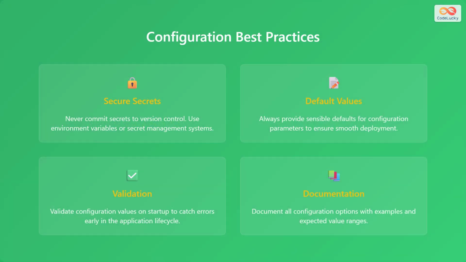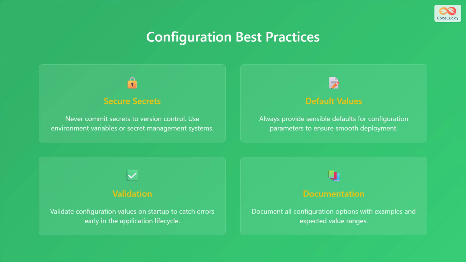Following best practices is essential for maintaining secure and reliable applications. First, secure your secrets by never committing sensitive information like passwords, API keys, or tokens to version control. Always use environment variables or dedicated secret management systems for sensitive data. Second, provide sensible default values for all configuration parameters. This ensures your application can start and run even in minimal environments, making deployment and testing much smoother.